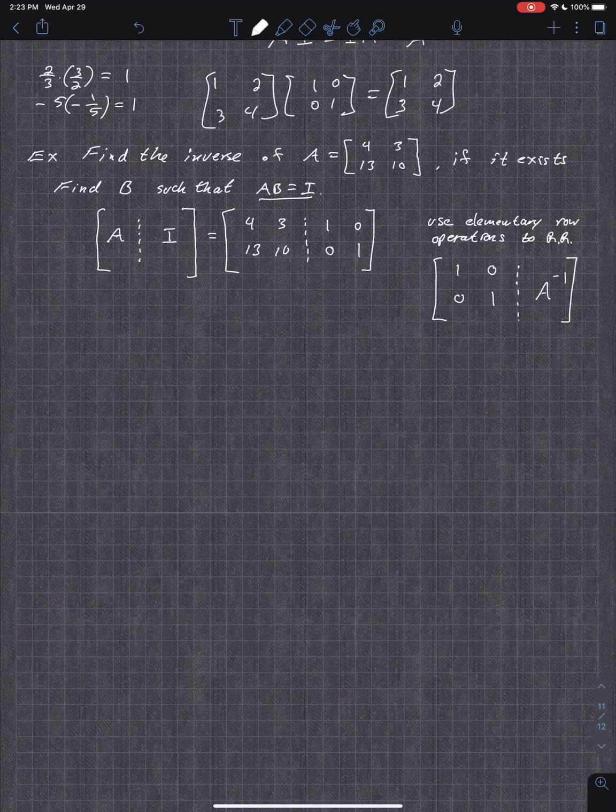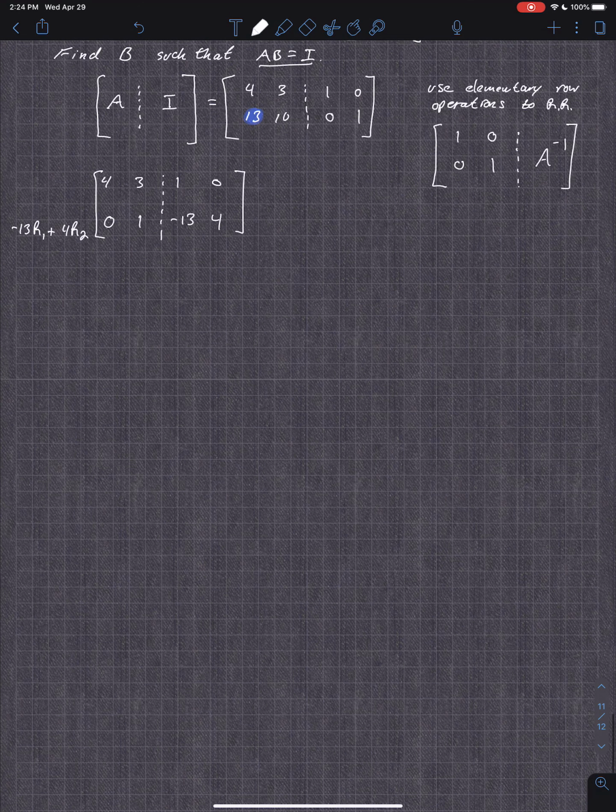We'll call those like row 1 and row 2. So first we'll get a 0 here. It's always your first step. So write 4, 3, 1, 0. And then we'll do this operation. We're going to do negative 13 row 1 plus 4 row 2. That'll give us 0, 1, negative 13, 4. So check that. Okay, and then keep going.